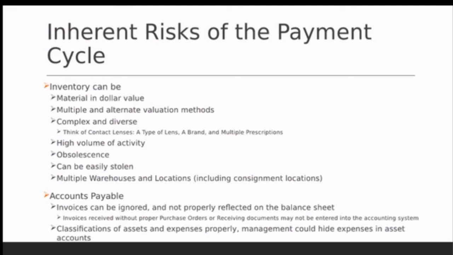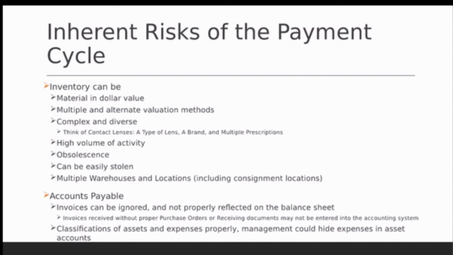Now, there could be a high volume of activity, just like I talked about with those lenses. Tons of lenses going out everywhere, all the time, to different customers. You could have obsolescence, so there's obsolete inventory that nobody's using anymore. The best way to identify that when you're doing a walk-around is the dust that's collected on those boxes. It can easily be stolen.